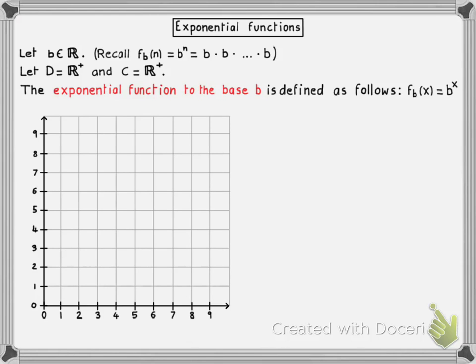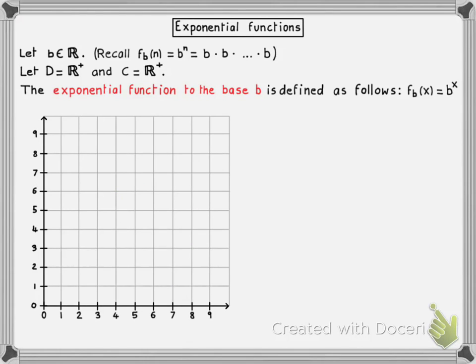So let's draw the graph for these functions. Notice, since the domain and the codomain are the set of positive real numbers, I position the x-axis and the y-axis at the bottom and to the left of the graph, so that the only quadrant that we show in the graph here is the one where all the numbers are positive.